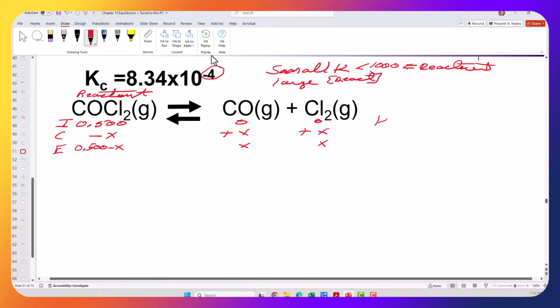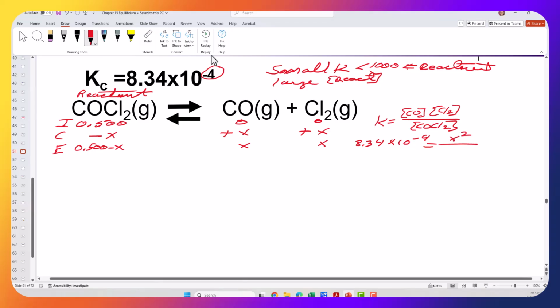Let's write the equilibrium constant expression. K is equal to carbon monoxide, CO, times Cl2 gas, divided by this stuff right here. Nasty reaction, by the way. Don't want to breathe this in at all. Now, my equilibrium constant is 8.34 times 10 to the minus 4, and that will equal x times x, which is just x squared.